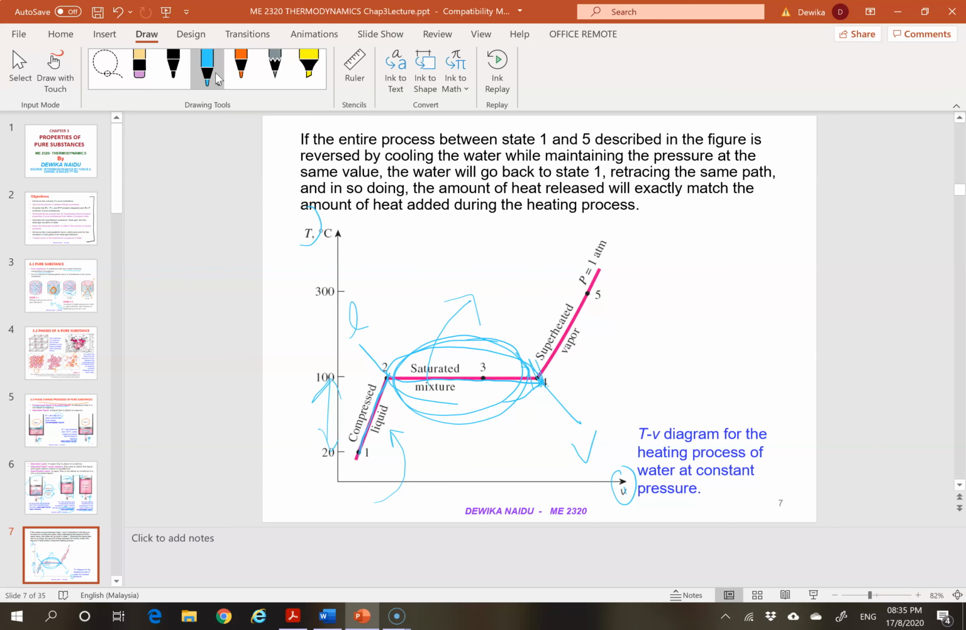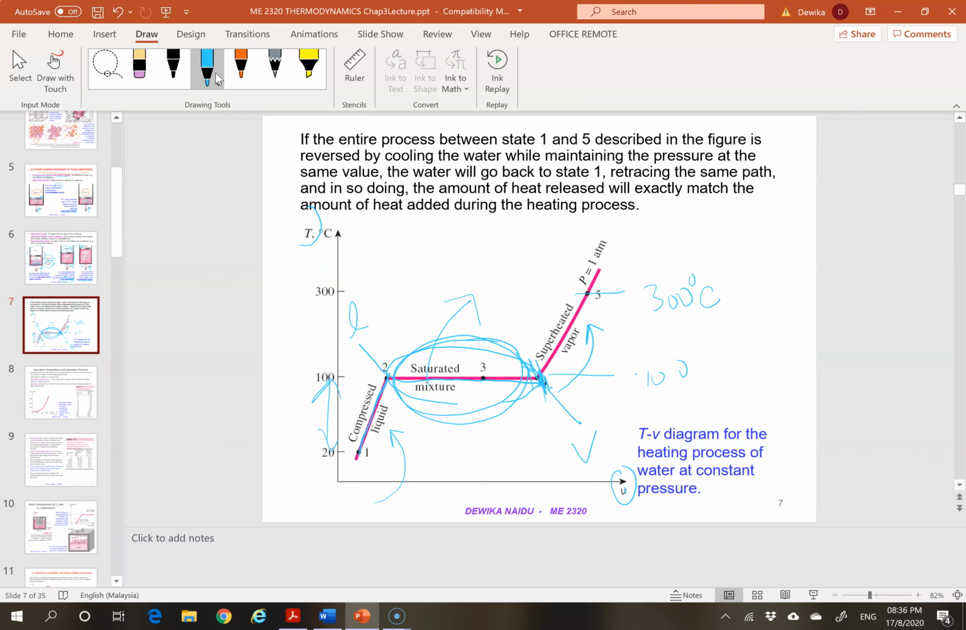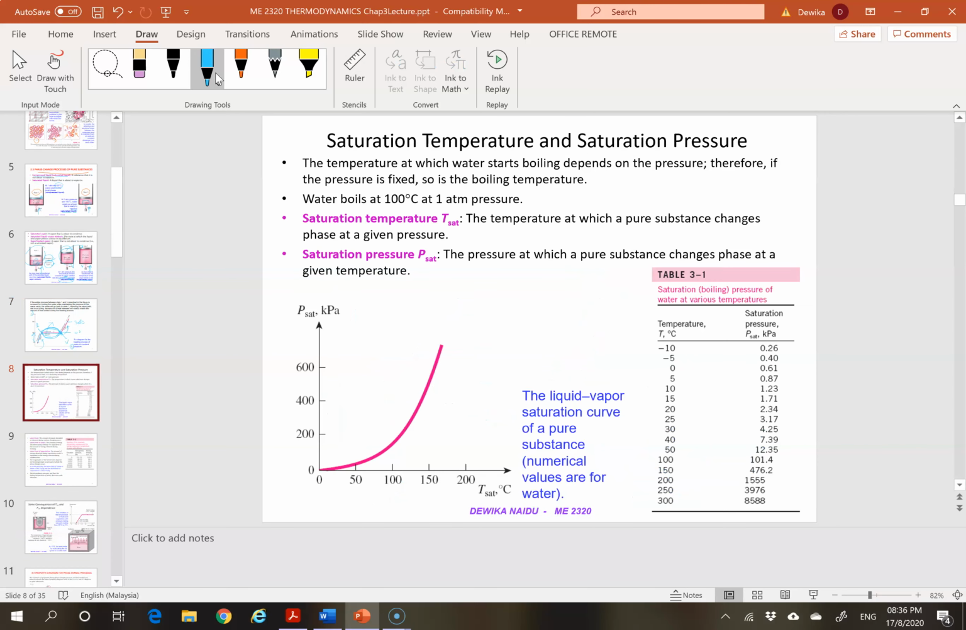Okay, now when it is fully liquid, fully vapor, what happens? The energy that's transferred is used to increase the temperature once again, from 100 to 300, to your superheated vapor. So that is what is actually happening. Yeah, so saturation temperature and saturation pressure. This is a standard thing. It's written as Tsat and Psat.